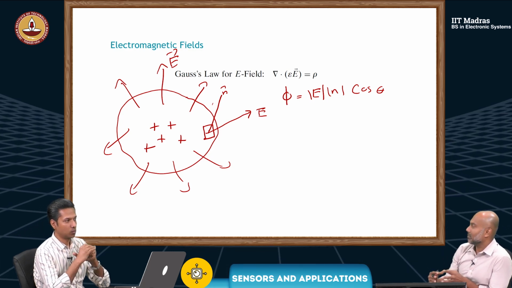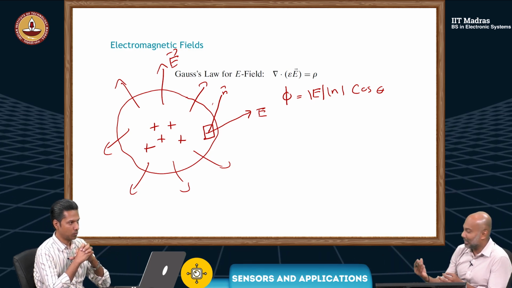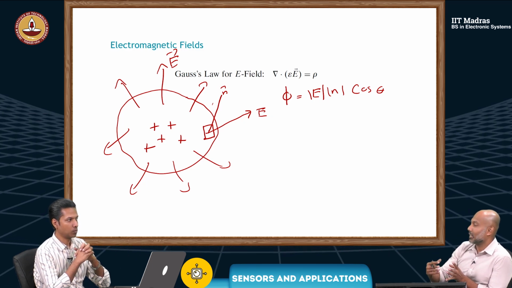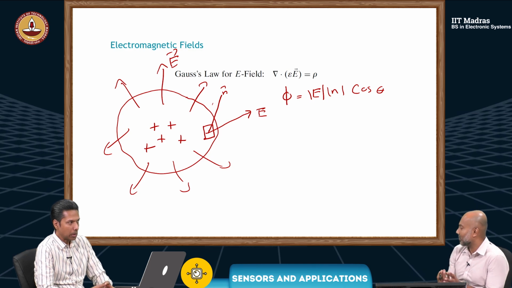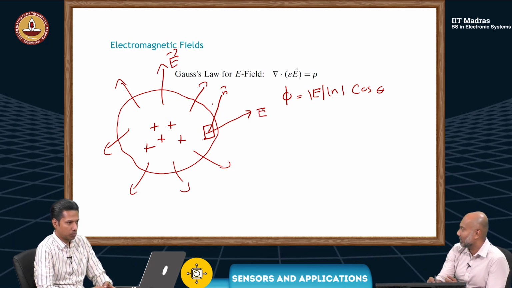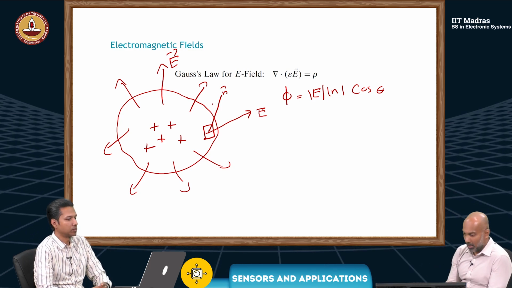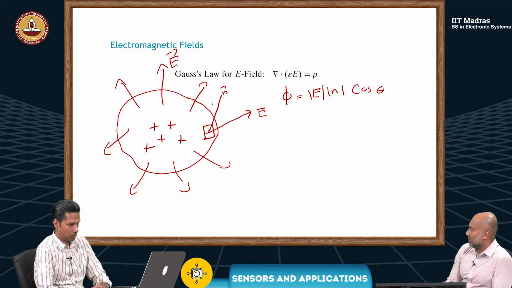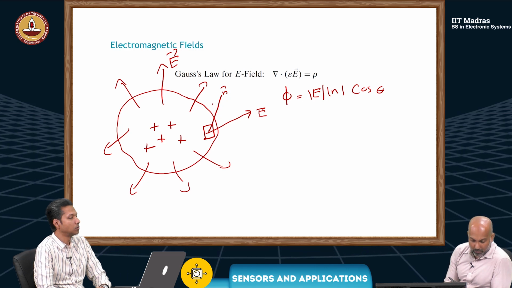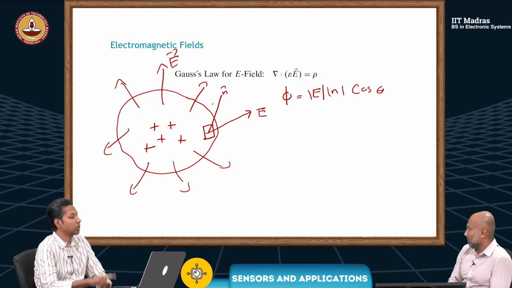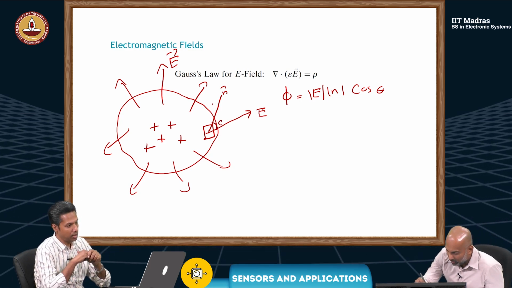Times the permittivity is then your volume charge. So if you take a very small volume like this, then how much flux comes out is related to the volume charge density inside the material. So that's basically Gauss's law for electric fields. Now, this theta is the angle between that n vector and E.